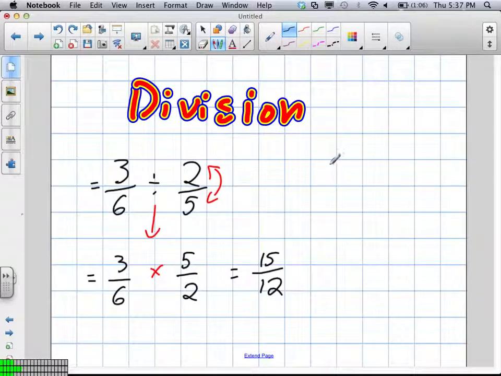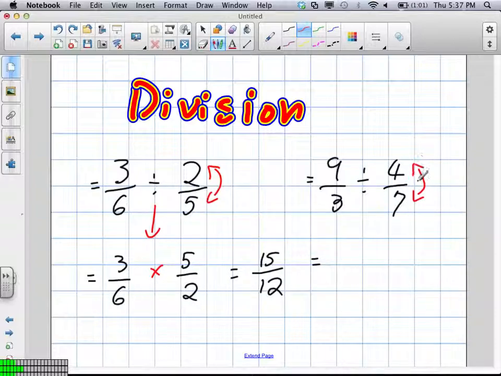Let's try another. 9 over 3 divided by 4 over 7. Okay? What do we have to do? Flip it and then change it to multiplication. So 7 flips over the 4. So we get, what's our first term? 9 over 3. Yep. Times 7 over 4. That's it, I think.